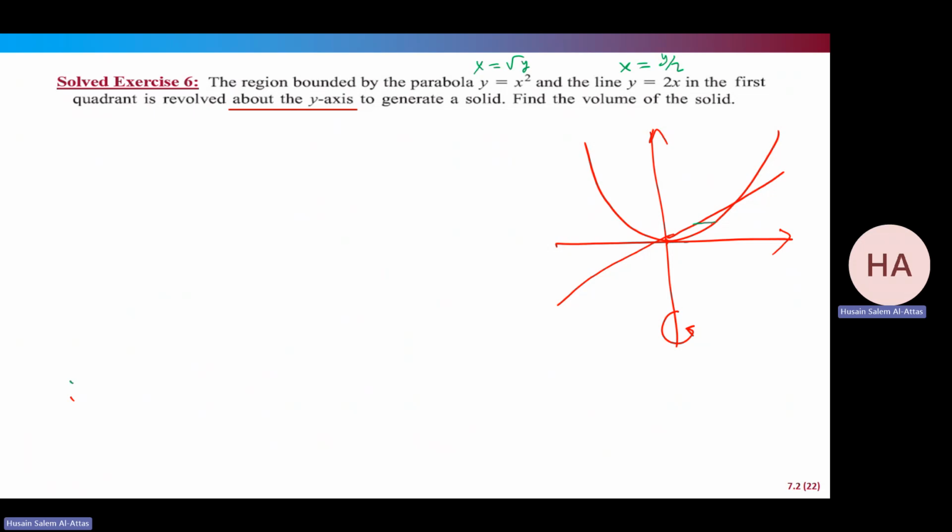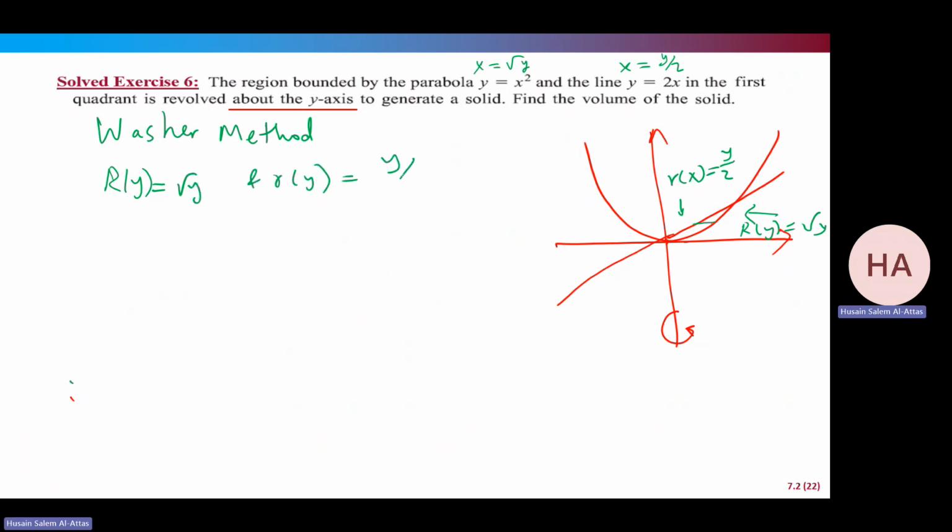Okay, now I have washer method. It's a washer. Let me write it this time, since I have two functions. They have what? R of y equal what? The outer, that will be the outer, as a function of y. This will be square root of y. And this one will be the inner, which is y over 2. So I have capital R equal square root of y, and small r is y over 2.